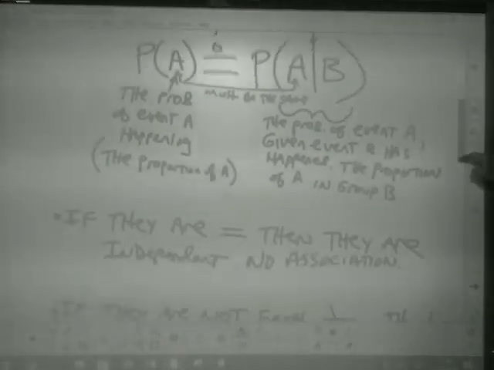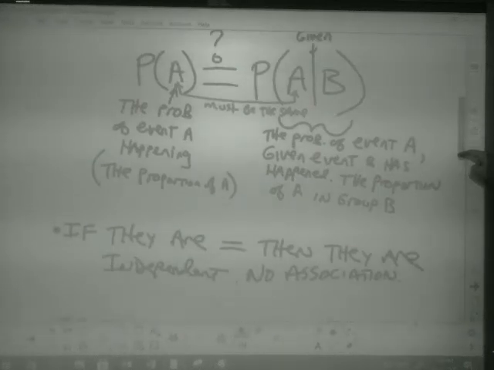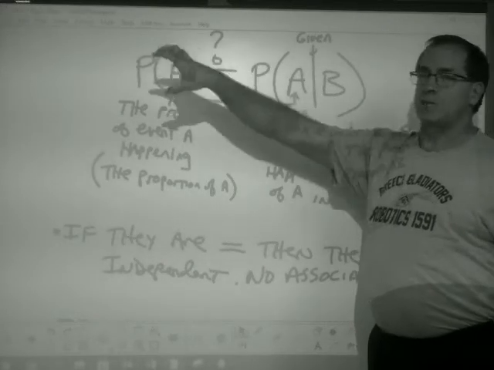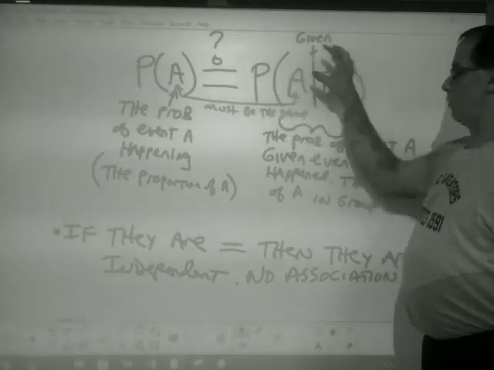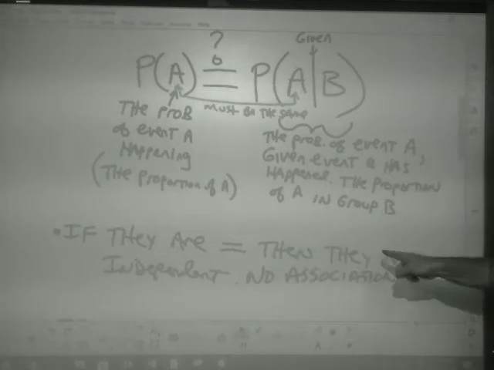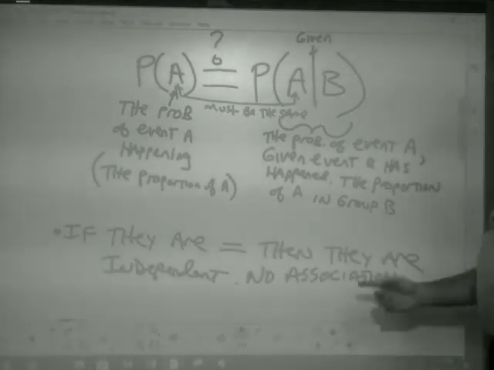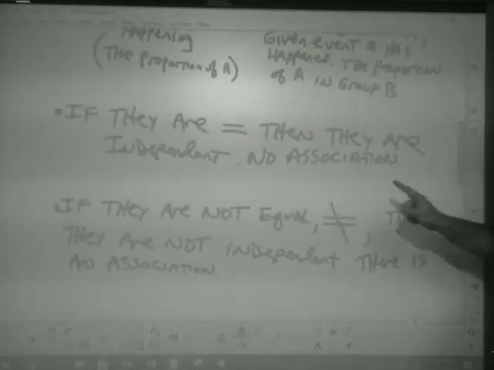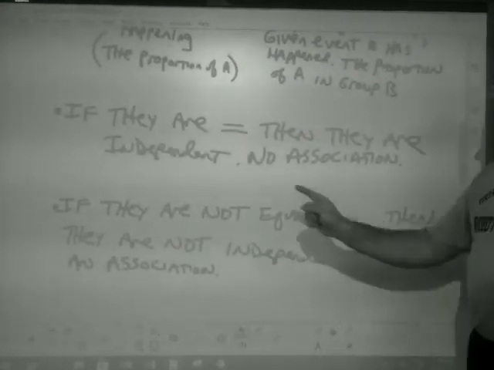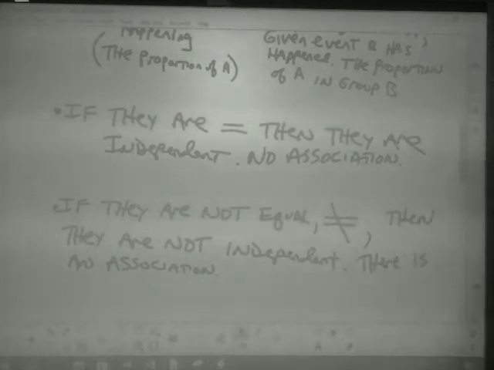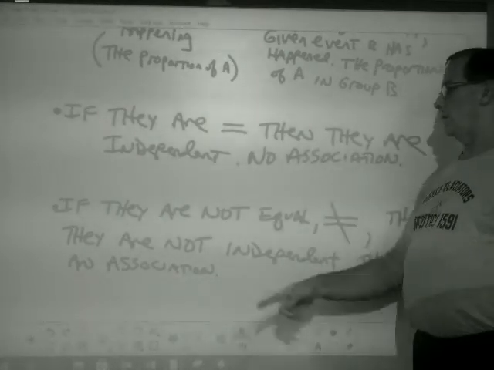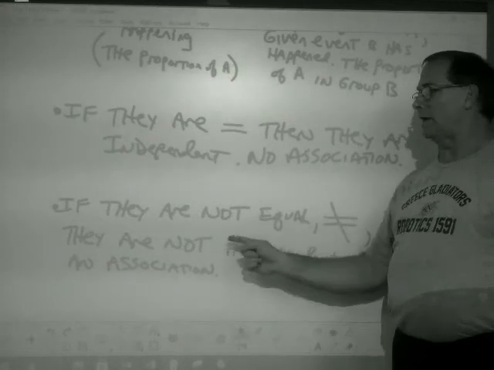So here's what we know. If this fraction or decimal is equal to this one, if they are equal, then they are independent. We would say that there's no association. But if they are not equal, then they are not independent. There is an association. So it's really easy to remember. If they are equal, then they are independent. If they are not equal, then they are not independent.